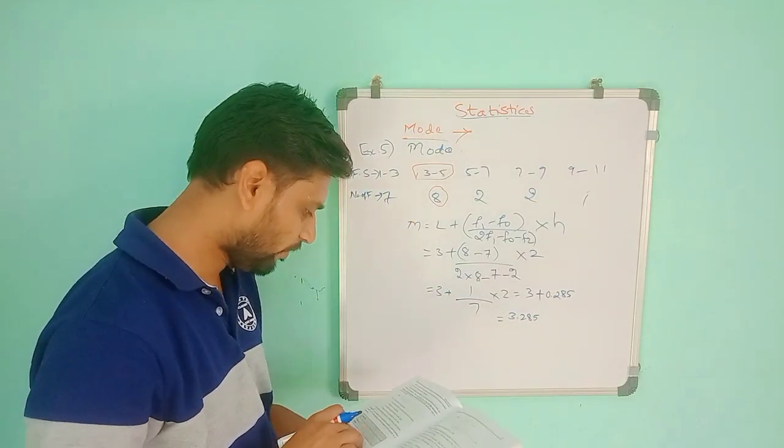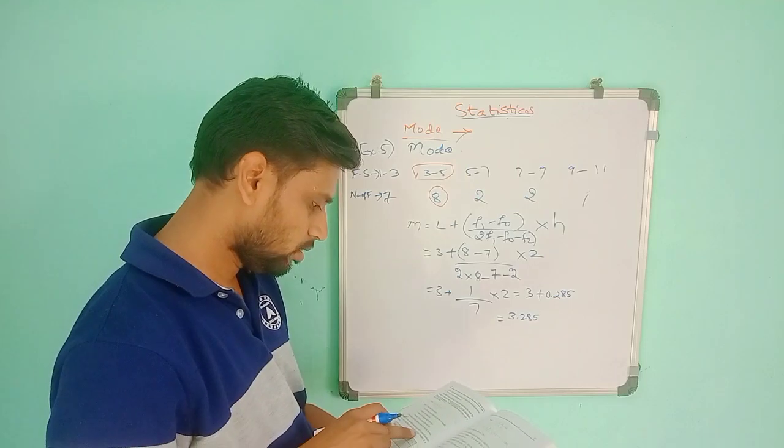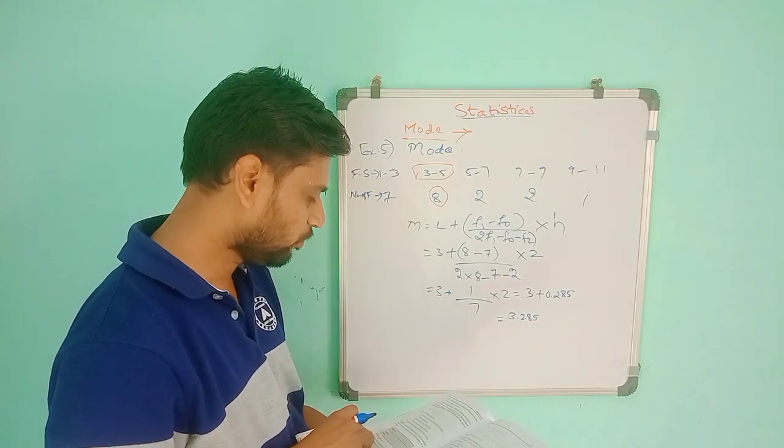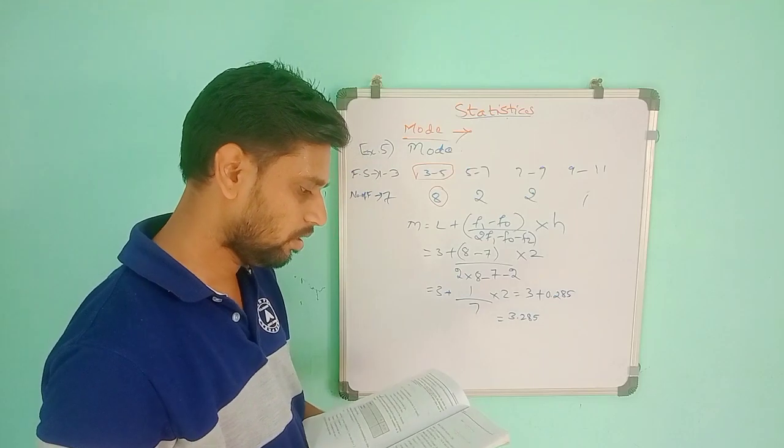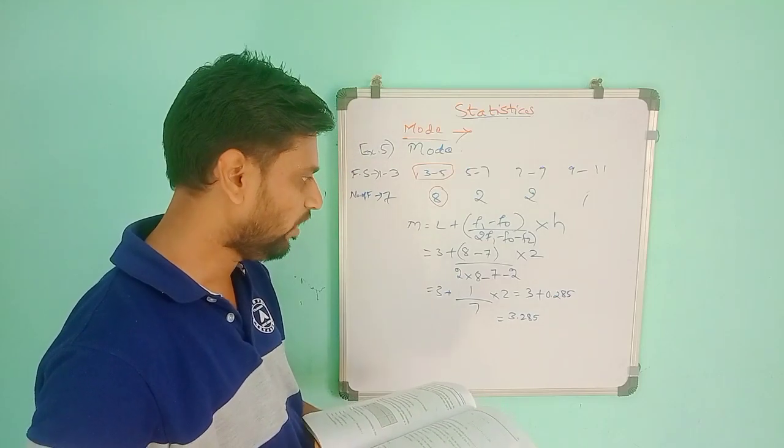So the number of family members in a household is 3.285. Observably, the mode of the data is 3.285.